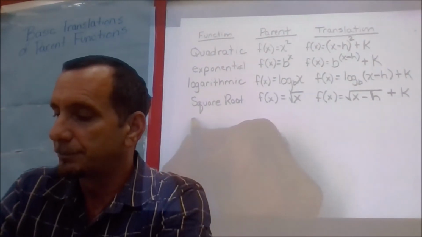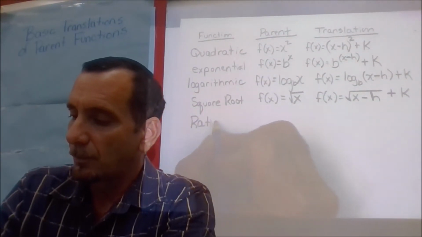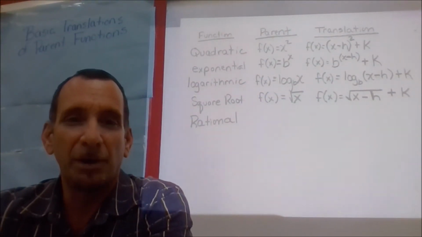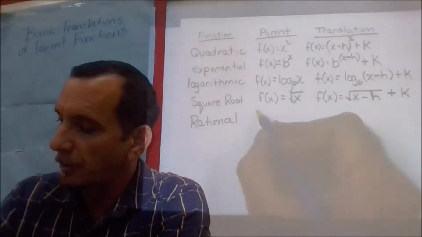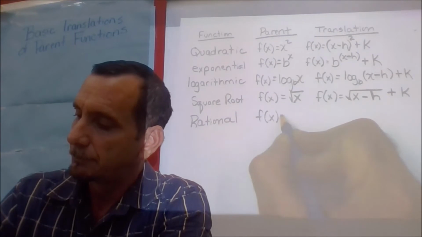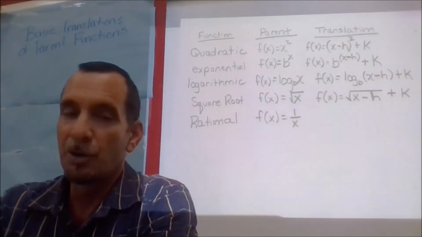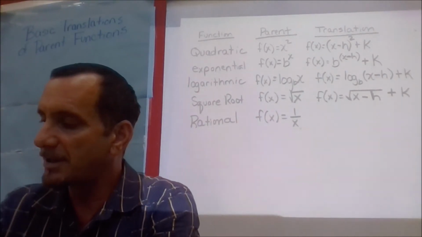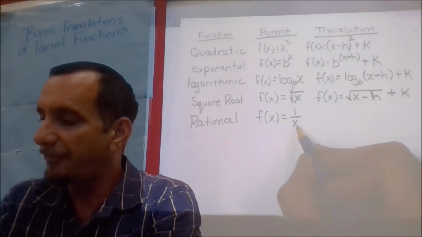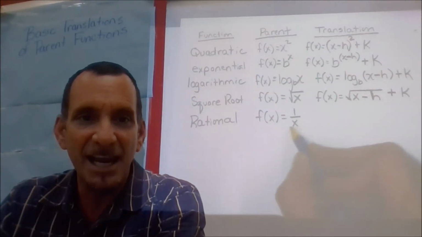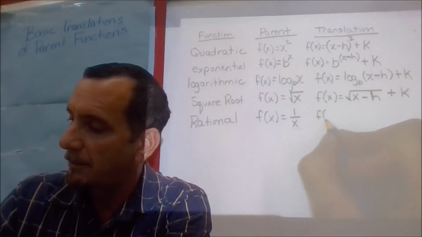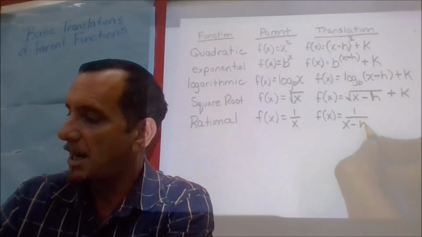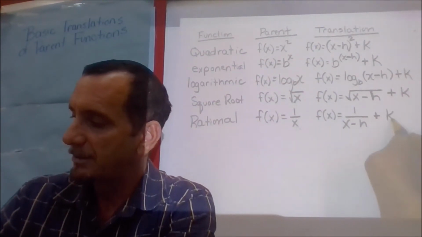Let's try rational functions. Do we remember the parent function of a rational function? f of x is 1 over x. It's a rational function. We've got a variable in the denominator, and because my left or right translation is going to stay with that x, it's going to stay in the denominator, and we're going to get 1 over x minus h, plus k.